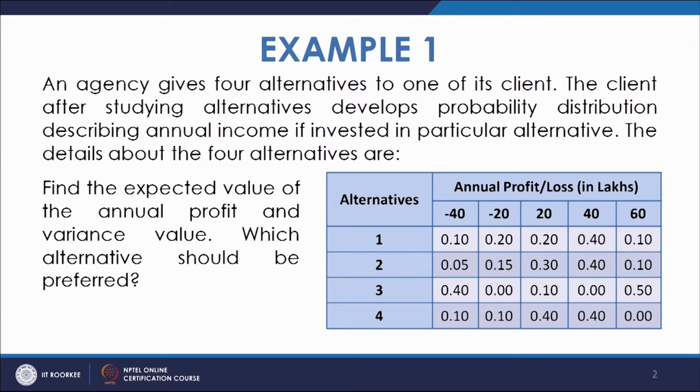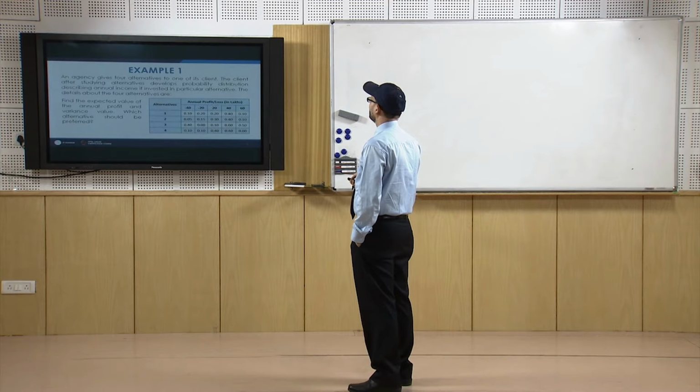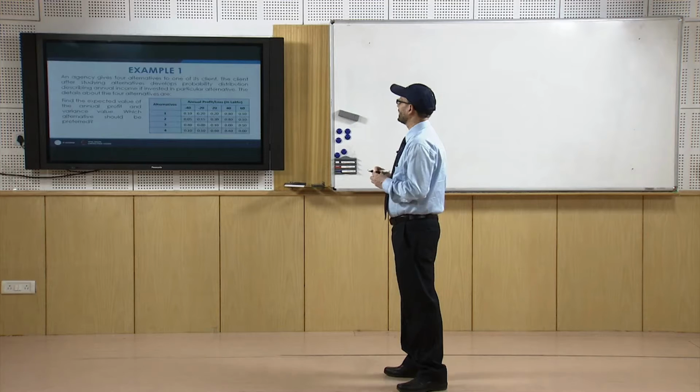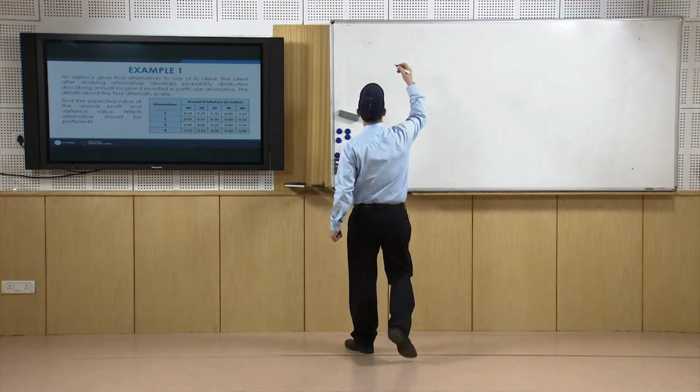The probability of giving minus 40, that is 40 lakhs of loss, is 0.1, and 20 lakhs of loss is 0.2. 20, 40 and 60 lakhs of profit have probabilities 0.2, 0.4 and 0.1 respectively if alternative A1 is chosen. Similarly, if alternative 2, 3 or 4 is chosen, the different probabilities are cited. We have to find the expected value of the annual profit and the variance, and based on that we can decide which one should be selected. So, let us see if we get the expected values.